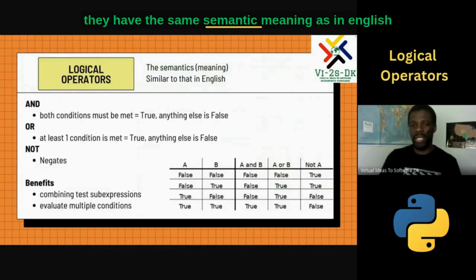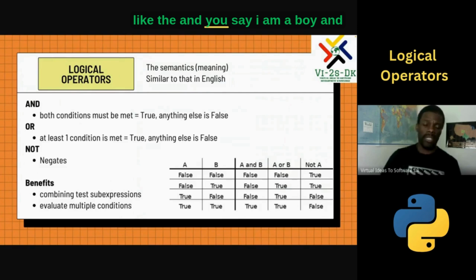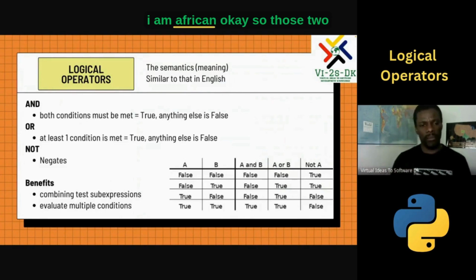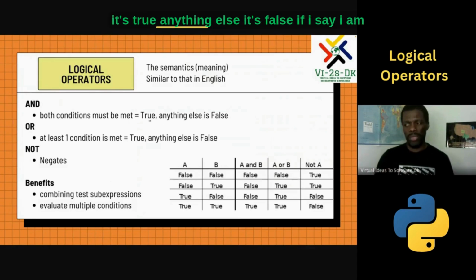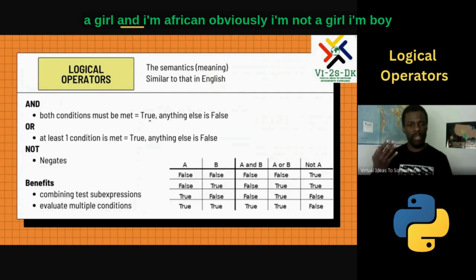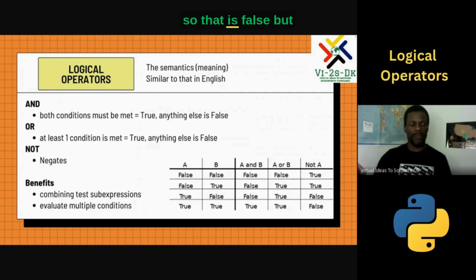They have the same semantic meaning as in the English language, like the and. You say, I am a boy and I am African, okay? So those two are true. If both conditions are met, then it's true. Anything else, it's false. If I say I am a girl and I'm African, obviously I'm not a girl, I'm a boy. So that is false.